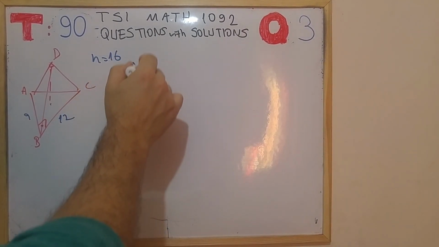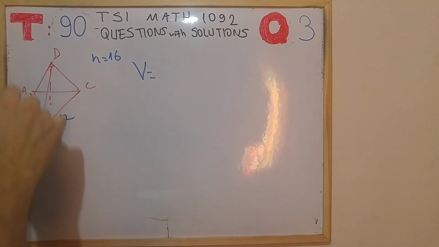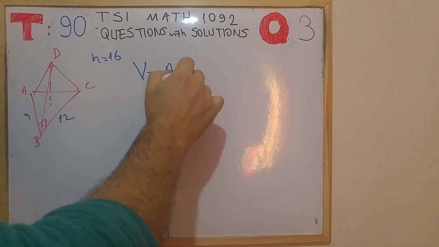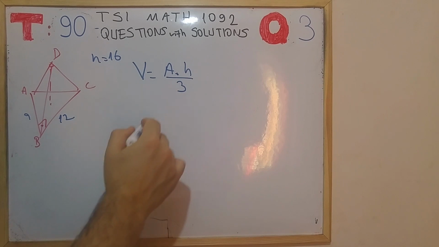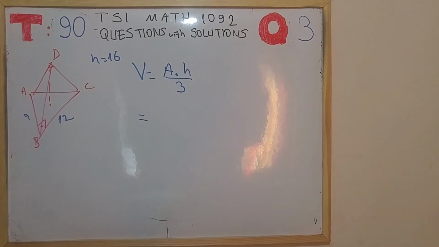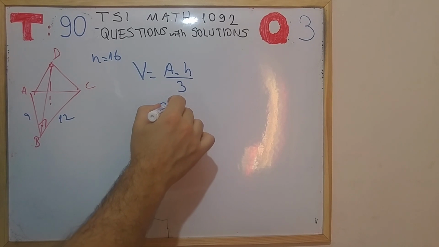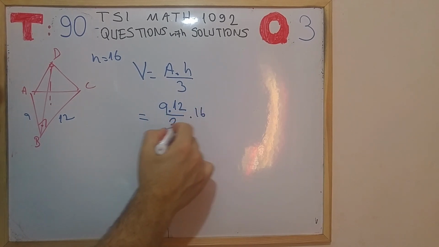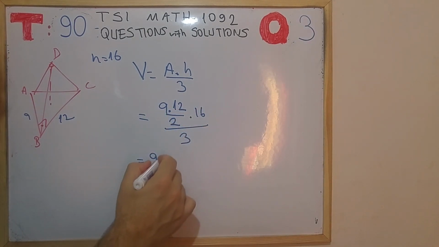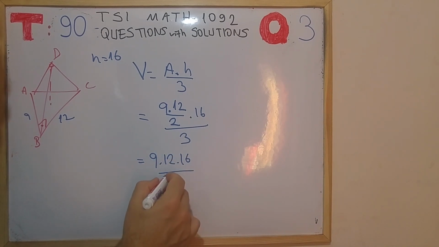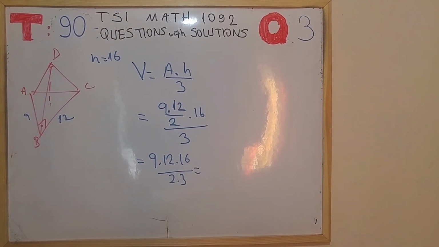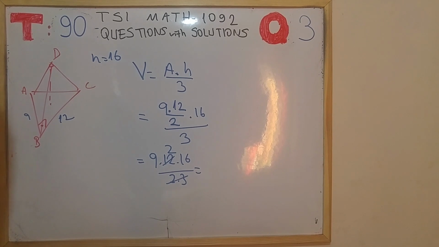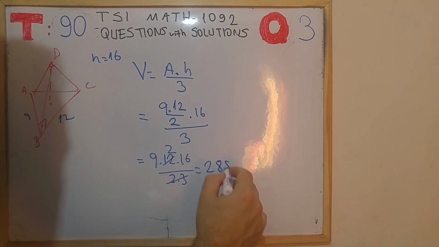The volume of this shape is equal to the area of the triangle times height over 3. And that is equal to, since I have 9 and 12, the area of the triangle is 9 times 12 over 2. And the height is given as 16 divided by 3. That is equal to 9 times 12 times 16 over 2 times 3. That is equal to, when I simplify, this is going to be 2, and this gives out 288.